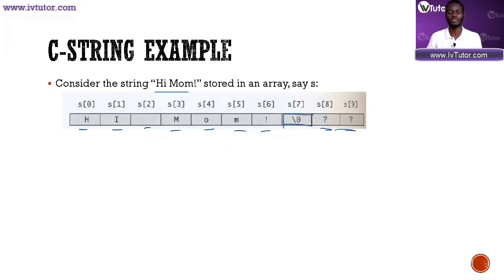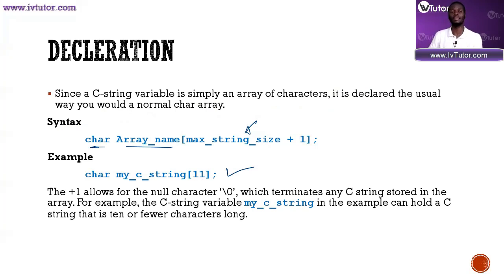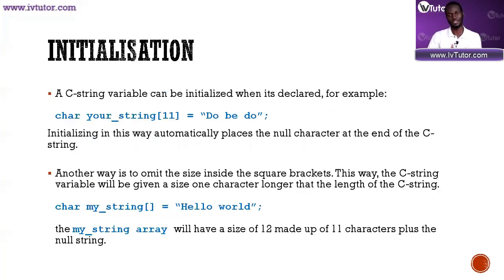Okay, that is the most important thing to take note of when declaring a C-string. You are also allowed to declare and initialize a C-string at the same time, like you see in this statement here. We define a char array and we say equals and we give it a string.